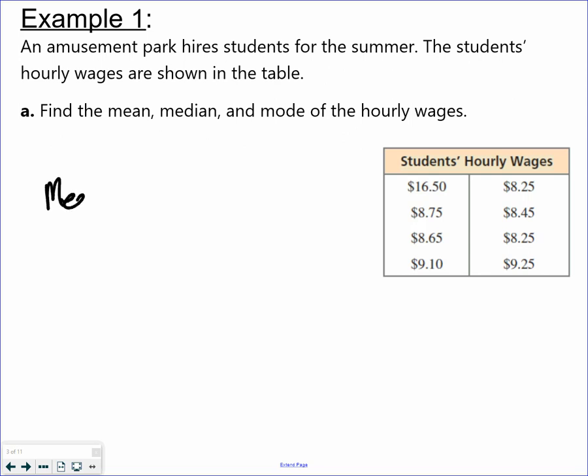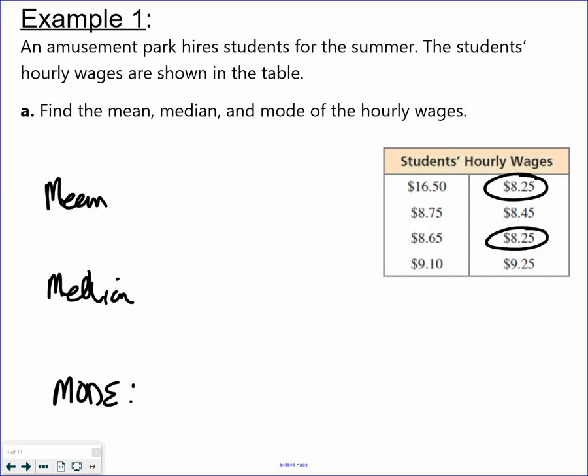Mean, median, and mode. Let's start with mode. Is there any number that occurs more than once? Well, 1650, 875, 865, 910 occur once. 825 occurs twice, and that is the only number that occurs twice, and so therefore 825 is the mode. It's the number that occurred most often.